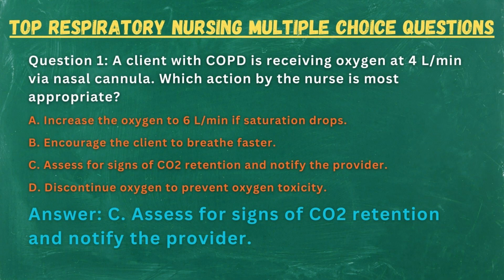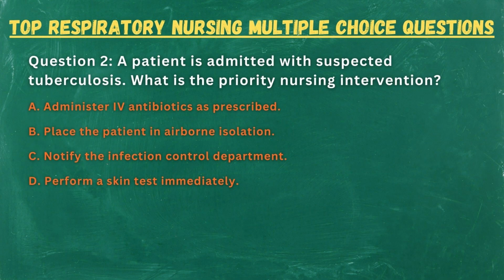Answer. C. Assess for signs of CO2 retention and notify the provider. Question 2. A patient is admitted with suspected tuberculosis. What is the priority nursing intervention? A. Administer antibiotics as prescribed.